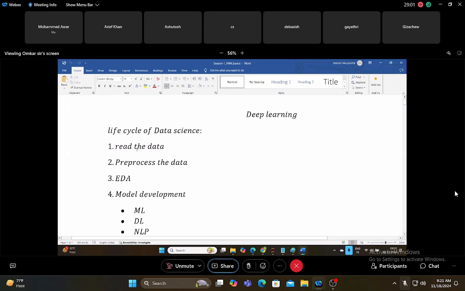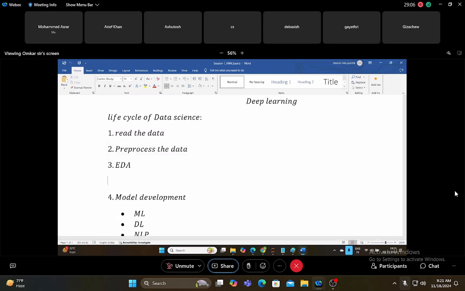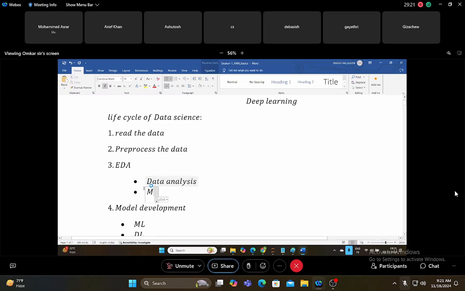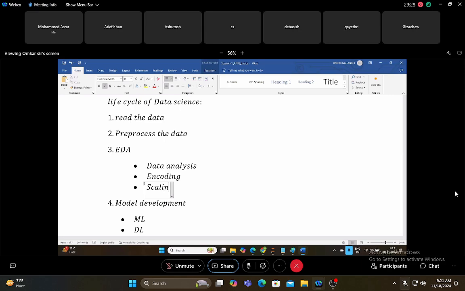So first, what is the life cycle of a data set? Read the data, pre-process the data. In the EDA, we will do data analysis. That is the first thing, correct? Then we'll do encoding, and then scaling. Then feature selection, and transformation of data if required.